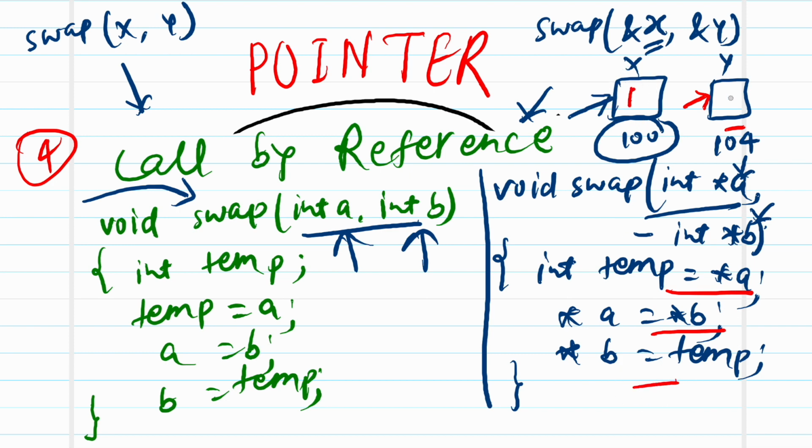Suppose earlier we had 1 and 2 here, and we call our swap function with call by reference by passing addresses. These two values will be interchanged after executing these 3 lines. So for these purposes, we use pointers.